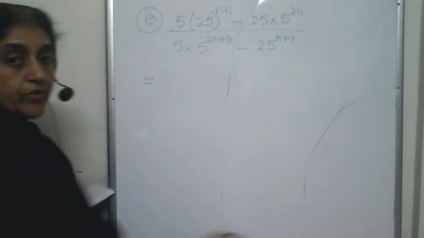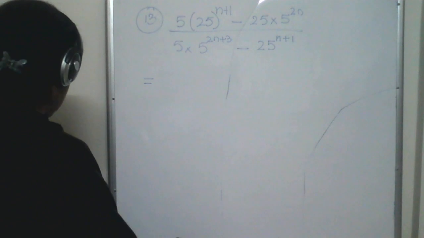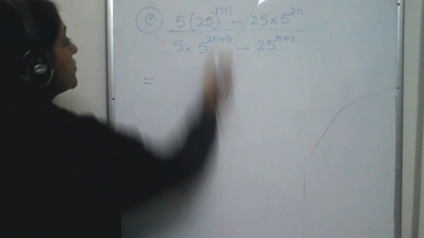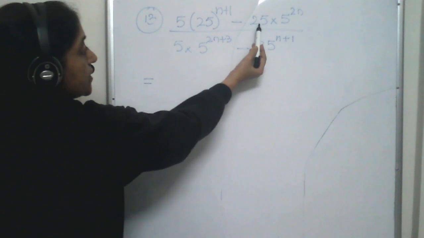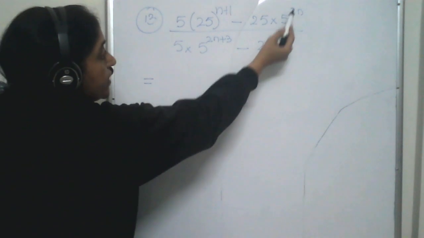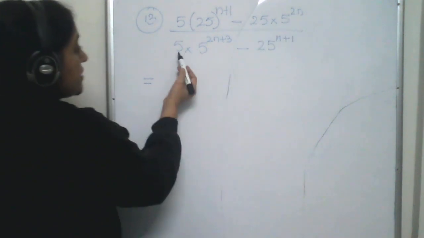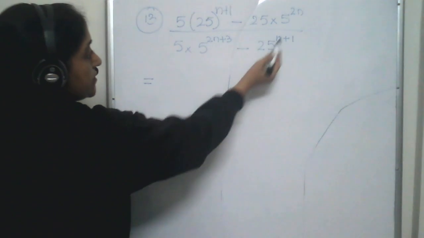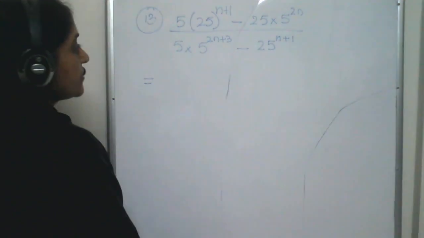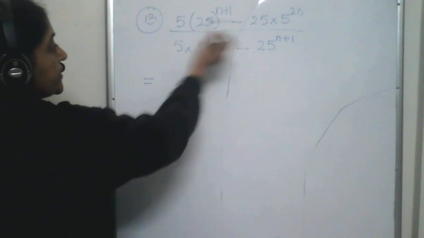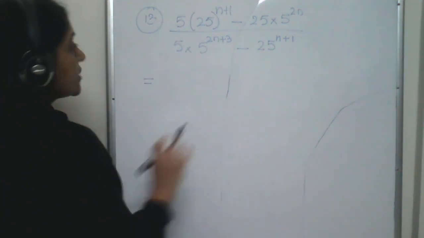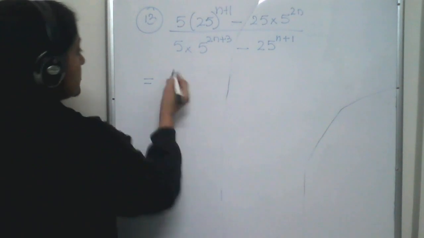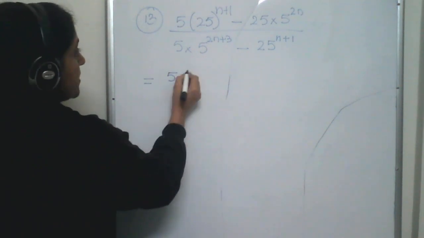Okay, moving ahead with question number 13. Question number 13 says: 5 into 25 to the power n plus 1 minus 25 into 2n to 5 to the power 2n upon 5 into 5 to the power 2n plus 3. Here you can see 25, 25, 25, so all of them have to be turned into power 5. So let's see what is to be done.